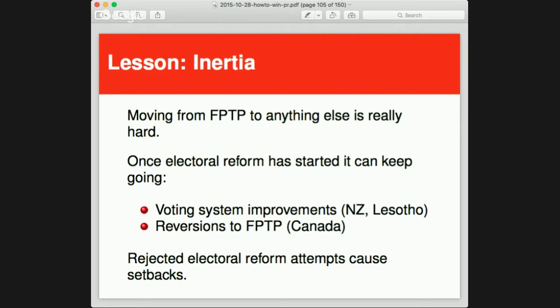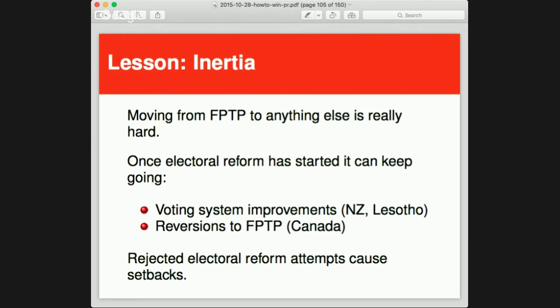Inertia. This is a really important point. Moving away from first past the post is really hard because this is the system people have used and people think they understand. So moving to anything else, because no system is perfect. There are bad things you can say about every system, and the people who would like the status quo to stay the status quo will give you all of those bad points. But once you move, then you've kind of opened the Pandora's box, because then you will see regular attempts to either move back or change the system some more. So that's a good thing and a bad thing.